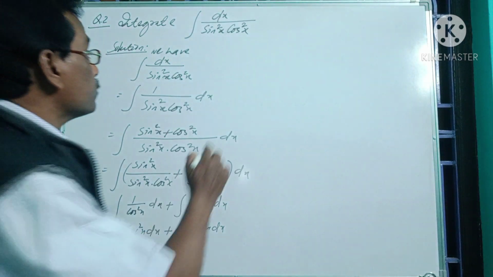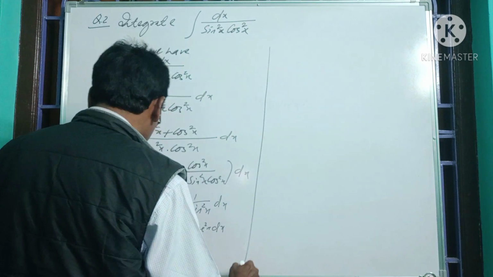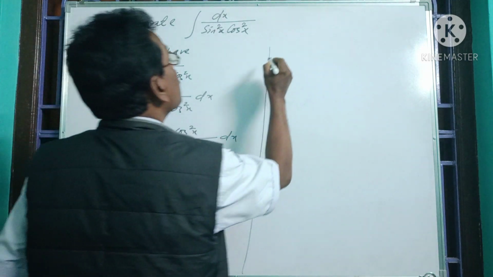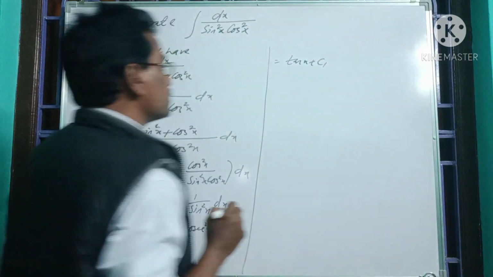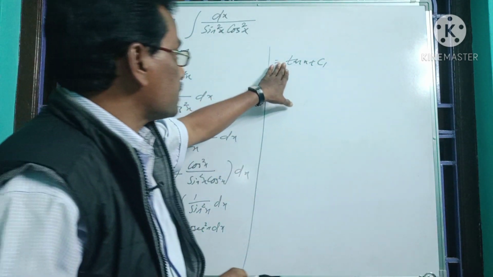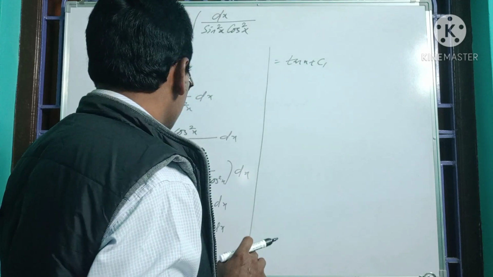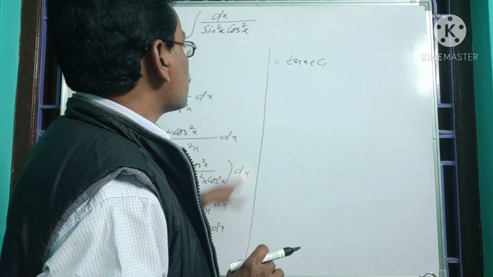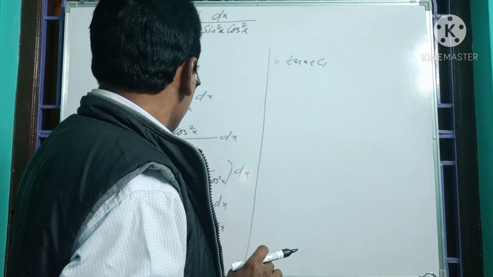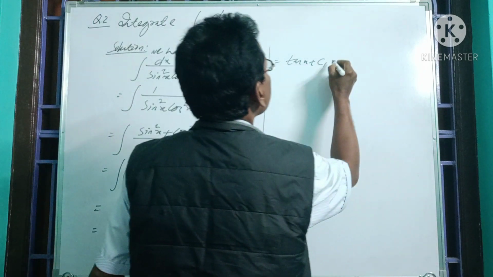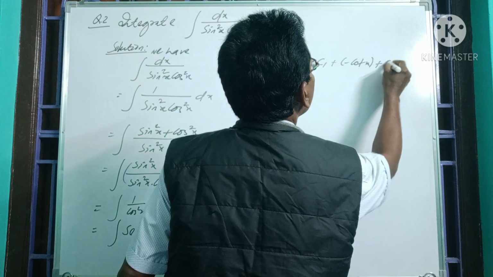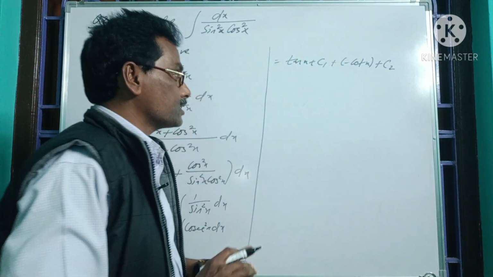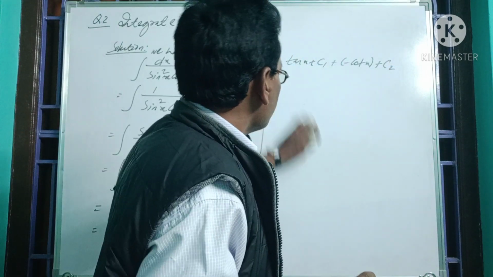So now integrating, integration of sec square x with respect to x is equal to tan x plus c1, where c1 is the constant of integration, because the derivative of tan x plus c1 is equal to sec square x. Again, the derivative of minus cot x is cosec square x. So integration of cosec square x will give us minus cot x plus c2, where c2 is the second constant of integration. So now we have completed the integration.